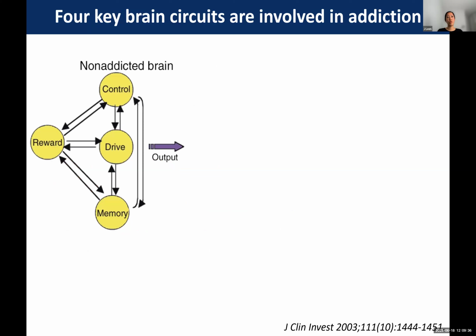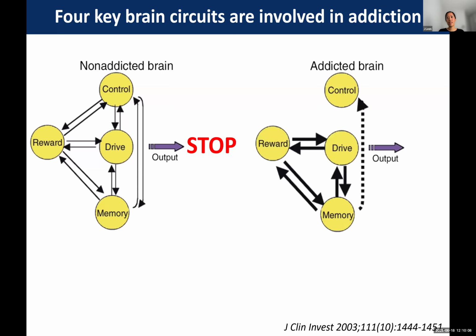So if we look at the brain more closely, there's 4 key brain circuits involved in addiction. In the non-addicted brain shown here, you have control, overseeing the other 3 brain circuits: the drive to use, the feeling of reward when you use, and the memory of the use. And that control aspect is very important because in the non-addicted brain, you can stop your use. You can say, no, I don't want to use anymore. Whereas in the addicted brain, you lose that inhibitory control and you can't say no.